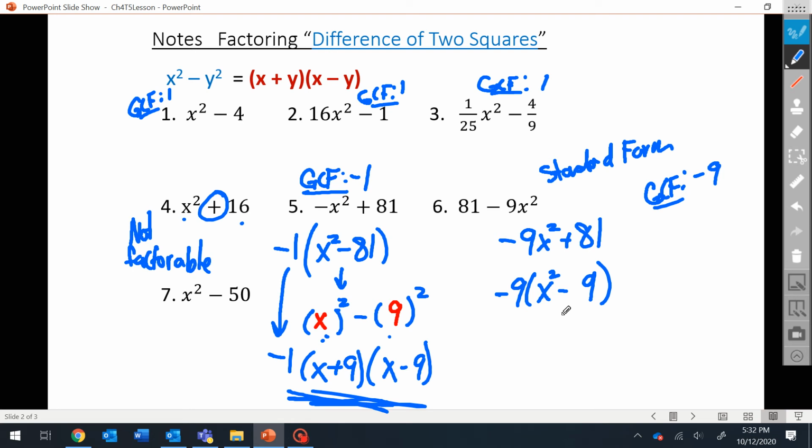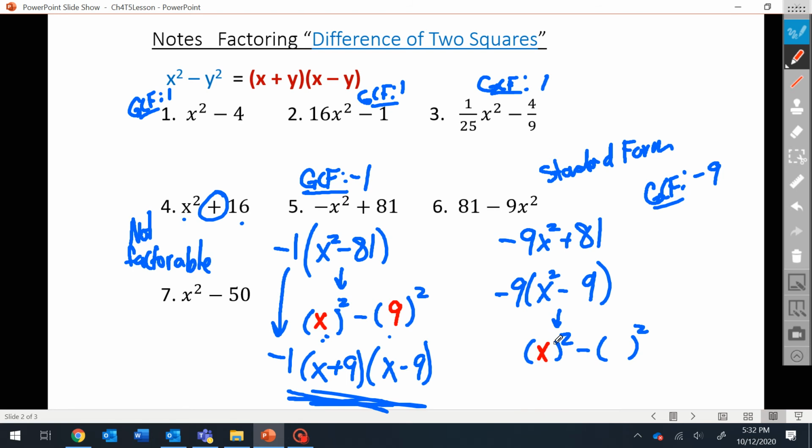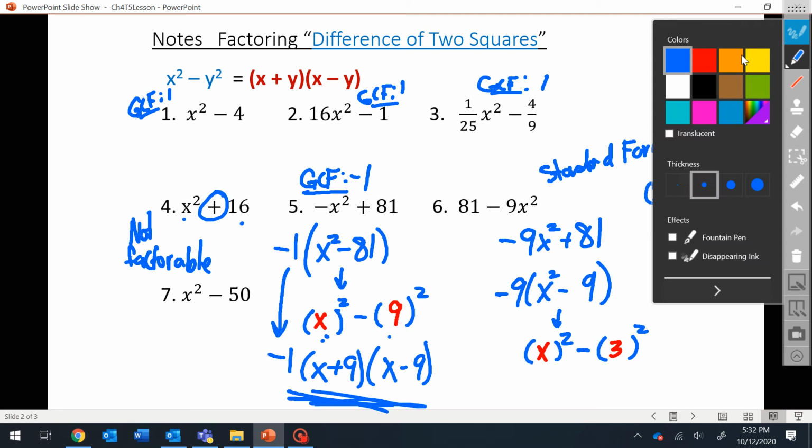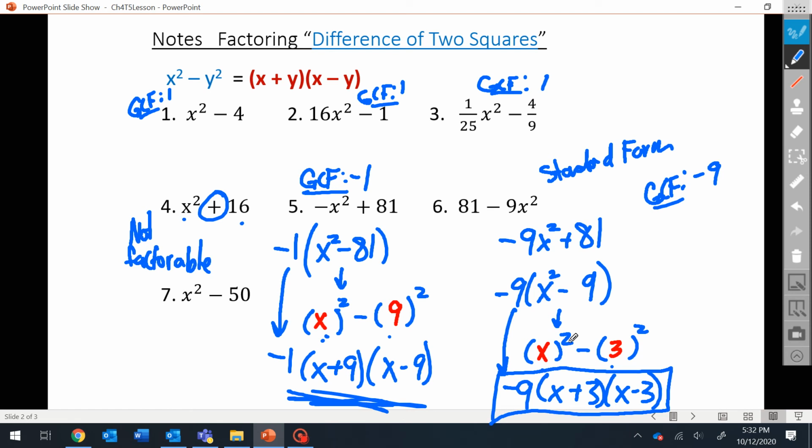Alright, well, can x squared minus 9 be written as a difference of 2 squares? Sure it can. Let's just take the square root of each term. The square root of x squared is x, and the square root of 9 is 3, so it can be written as a difference of 2 squares. So that means this plus this is the first factor, and this minus this is the second factor. Don't forget about -9. -9 was also one of the factors. So this would be my factored form. -9, x plus 3, x minus 3.